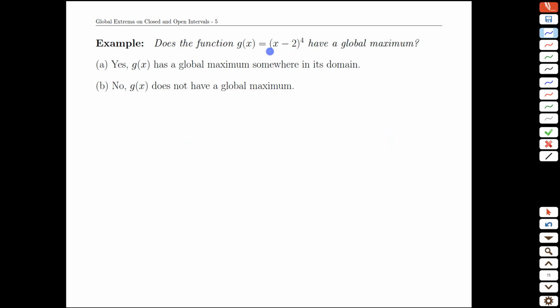Let's consider another example. x minus 2 to the power of 4, does it have a global maximum? Again, feel free to pause the video when you think about that, and we'll check in.